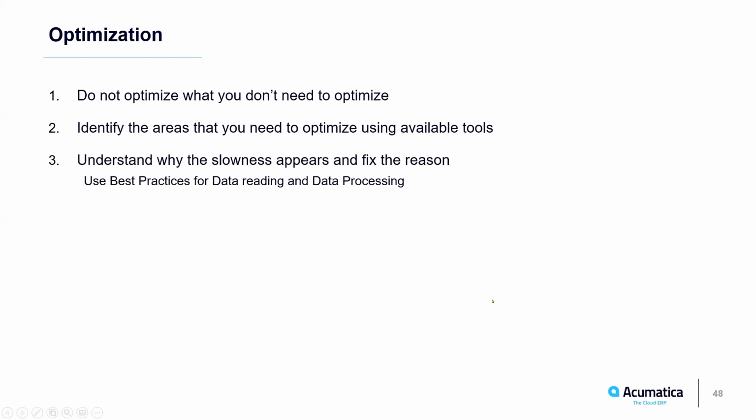So to summarize what we talked about, first of all, do not optimize what you don't need to optimize, because it always comes with a price. Now, when you need to optimize something, you need to identify the exact area, and you need to understand what exactly is the bottleneck. And you can use some tools that we have demonstrated yesterday and today in order to do that. And finally, when you understand what causes the slowness, you need to use some best practices that I have demonstrated today to improve the performance.